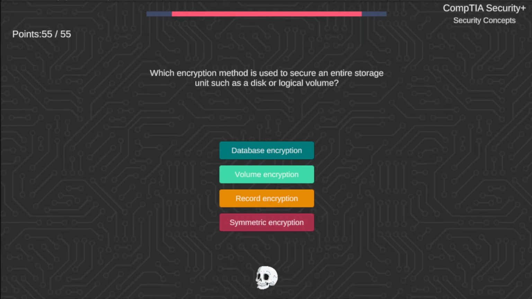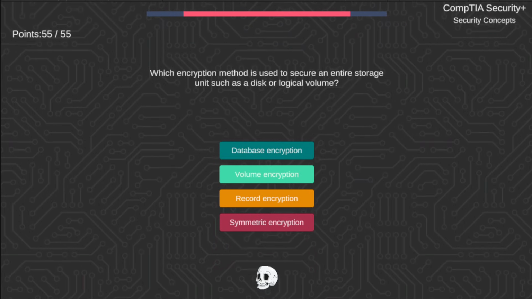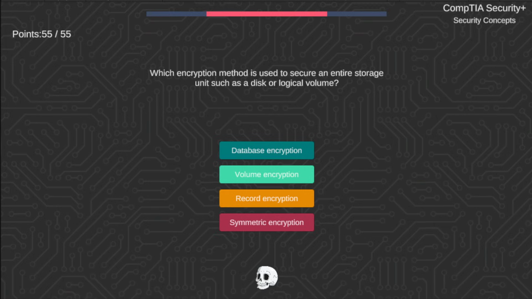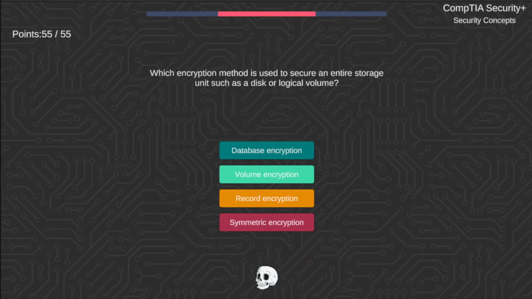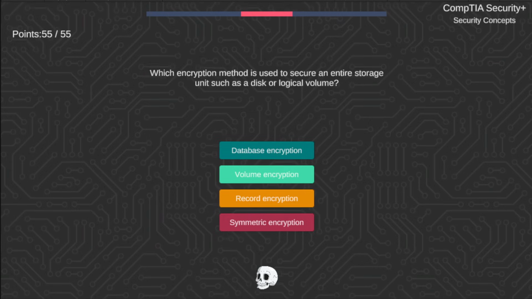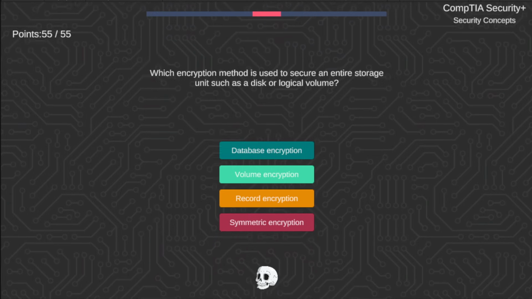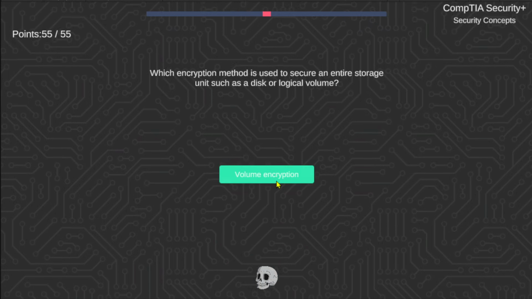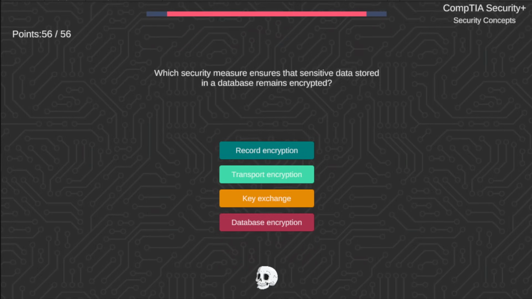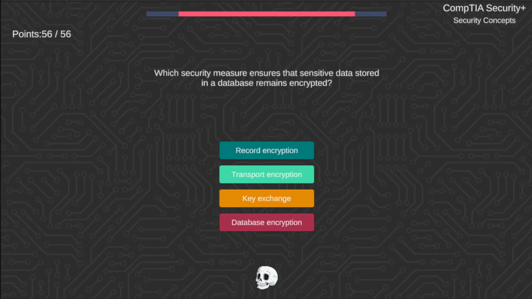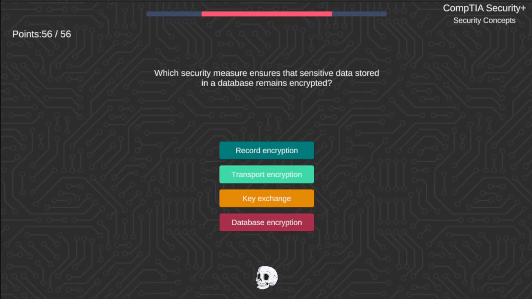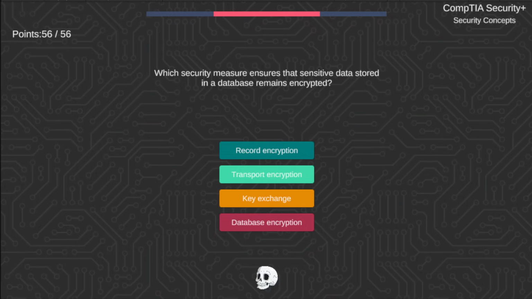Which encryption method is used to secure an entire storage unit, such as a disk or logical volume? Database encryption, volume encryption, record encryption, or symmetric encryption? To secure an entire storage unit, such as a disk or logical volume. Correct answer is volume encryption. Which security measure ensures that sensitive data stored in a database remains encrypted? Record encryption, transport encryption, key exchange, or database encryption? Ensures that sensitive data stored in a database remains encrypted.